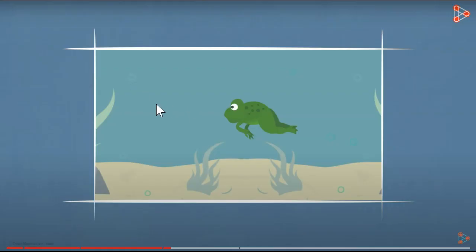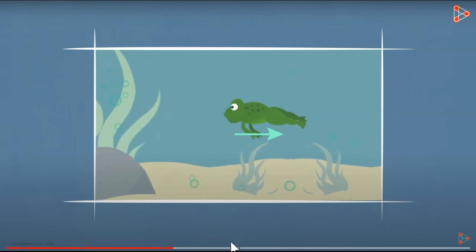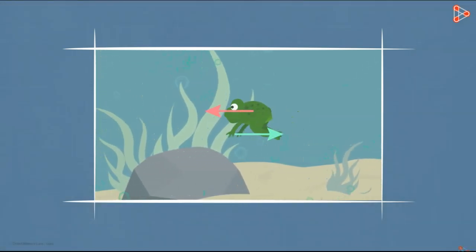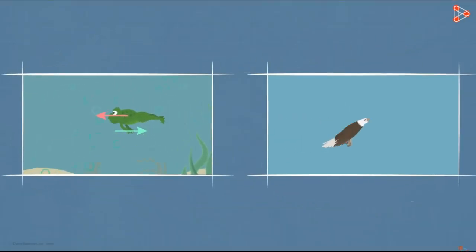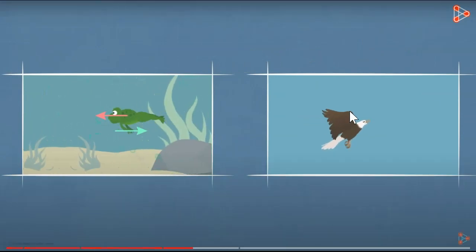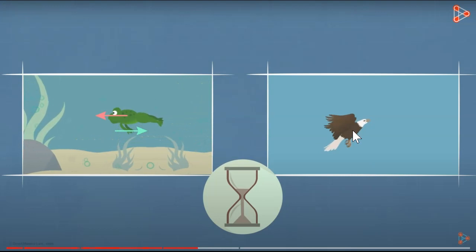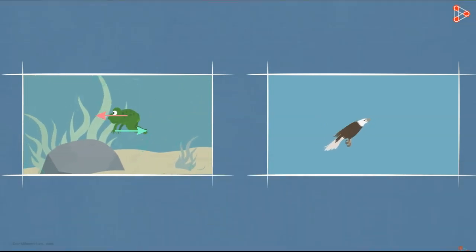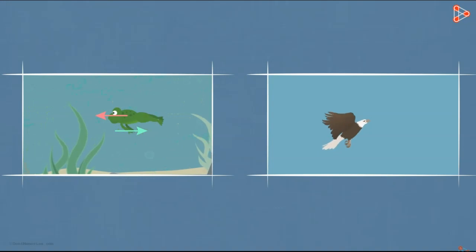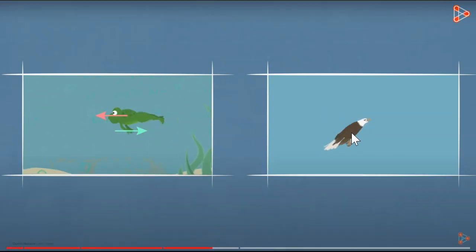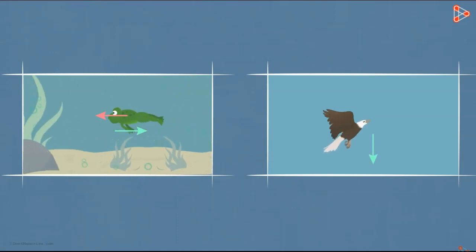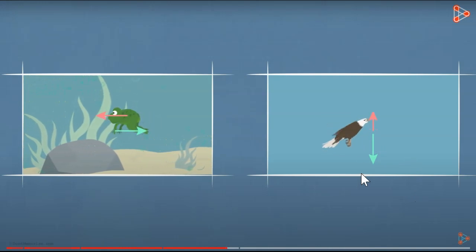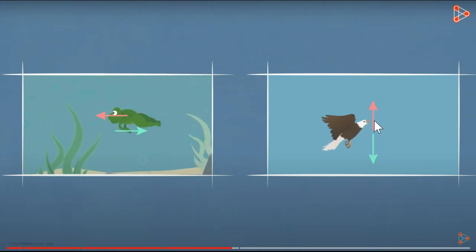Let's see some more examples of Newton's third law. As a frog swims, it pushes the water to the right, so water pushes left on frog. That's how the frog gets moved forward. The same is true for the eagle flying. As the eagle flies, what two objects are interacting? Well, the wings push down on the air, and so the air pushes up on the wings. Again, air is being pushed down. Because wings push down on air, air pushes up on wings. That's what allows the eagle to fly.